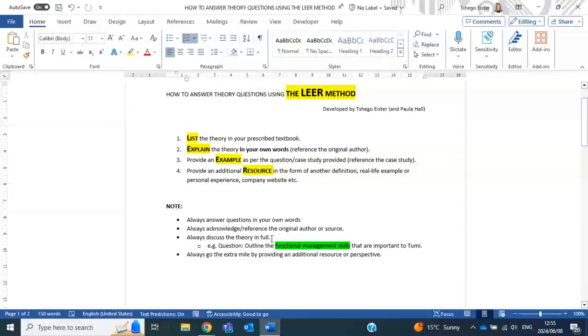Now, this one is just a personal favorite of mine because, for example, you will get a question such as, outline the functional management skills that are important to do, for example, in your assignment or your exam, etc. And they normally say that those that are important, but honestly, everything is important. Hence, if there's 8 points to discuss, discuss all 8. Don't think to yourself that it's only 6 that are relevant. And then always go the extra mile by providing an additional resource or an additional perspective on the matter.